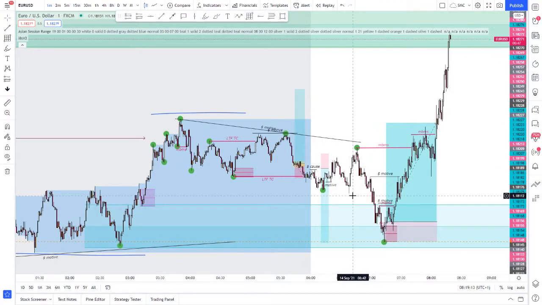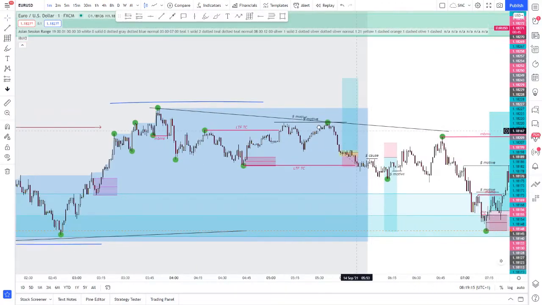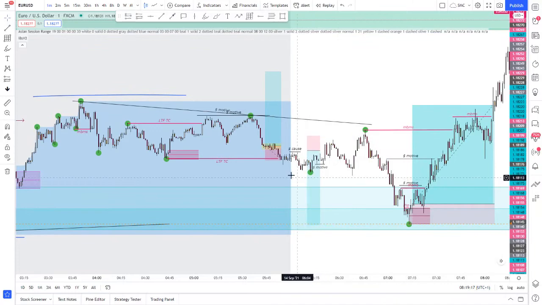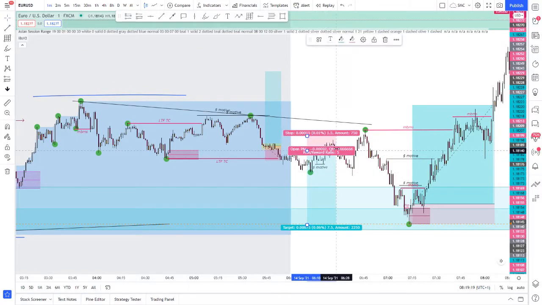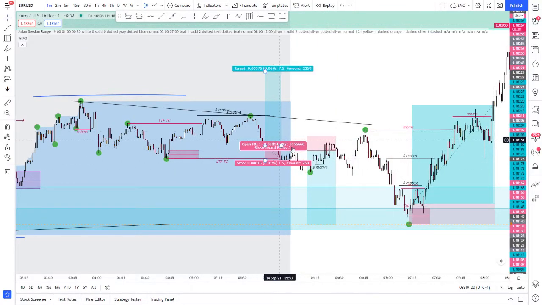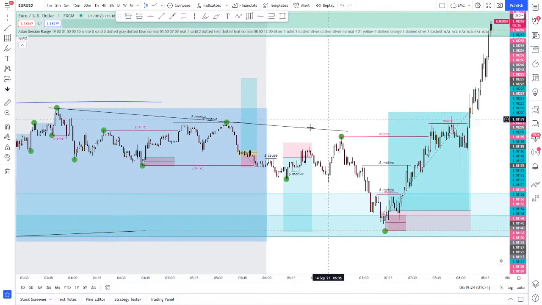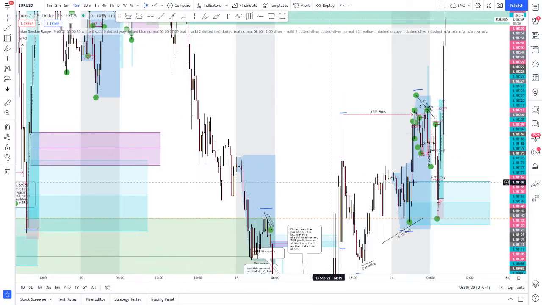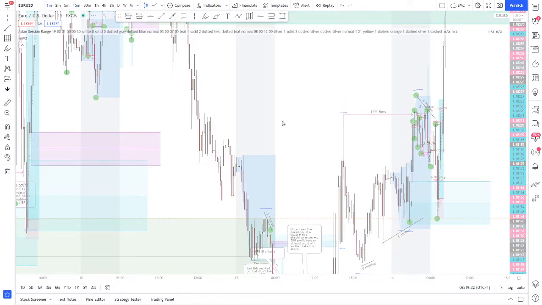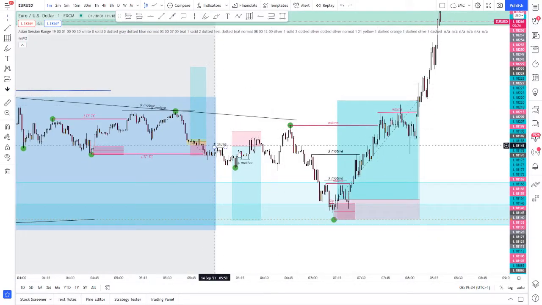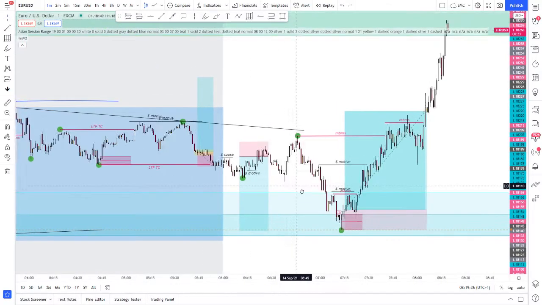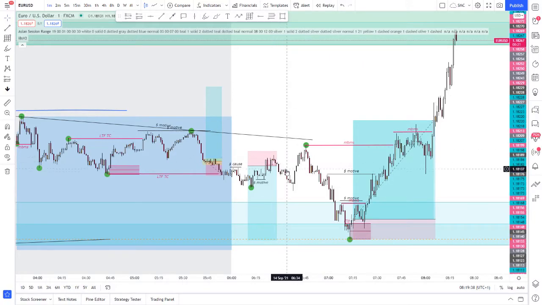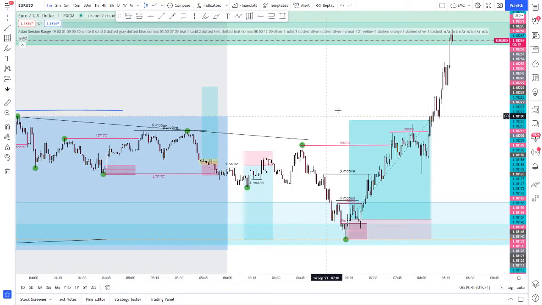So as you can see, this is when I realized I need to stop taking trades, because I lost 1 here, I lost 2 here, and then I win 1. The only reason why I took this trade before 8 a.m. is because it mitigated a 15-minute order block. So it's a lot higher probability. But anything else, I'm not taking before 8 a.m. anymore. So that's that for today, guys.